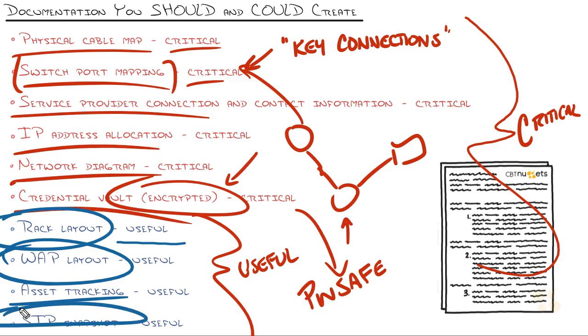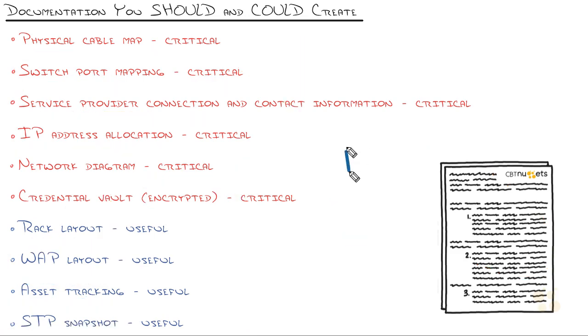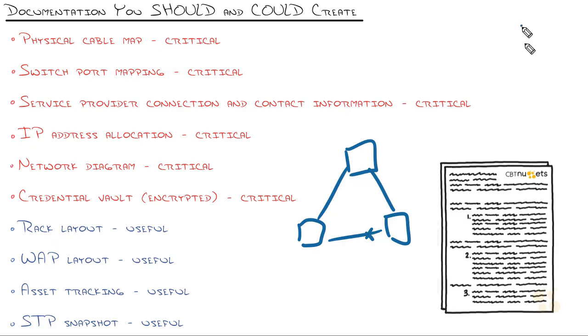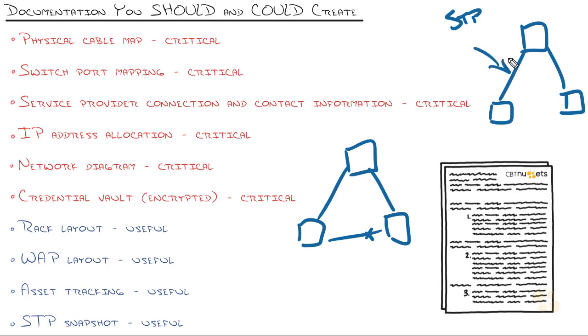And lastly, the spanning tree protocol snapshot that I just kind of crossed out there. This shows what links are actually active on that picture. So let's just say you have a network diagram like this and spanning tree has blocked that link. You would just draw a picture and label it as the STP layout, showing only the active connections. That way, if there's a problem, you usually know right where to look.